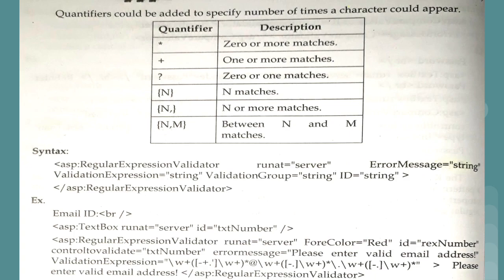Actually we don't need to write this, as we have by default ready-made expressions available, which we are going to take in the practical session. So you just have to remember what the properties are. runat is a common property, ForeColor is there, ID is there, ControlToValidate, ErrorMessage, and other than all these, the only unique property associated with the regular expression validator is ValidationExpression.